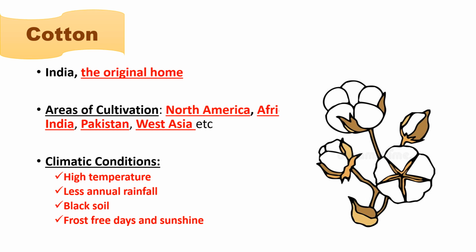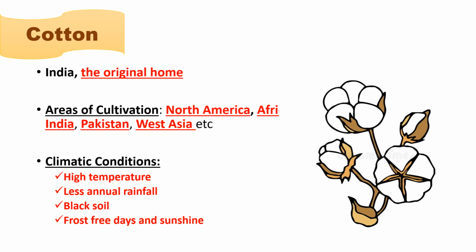Now, cotton. India is believed to be the original home of cotton. It is also one of the major raw materials required for the cotton textile industry, particularly in India. So it is the major raw material required for the cotton textile industry, and India is believed to be the original home of cotton. That you need to remember. It can be asked for 1 mark.